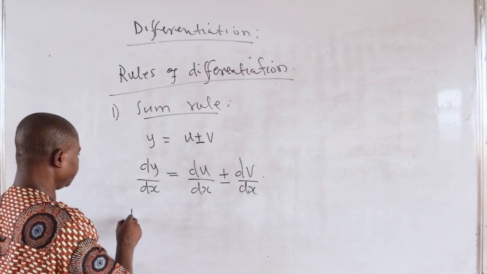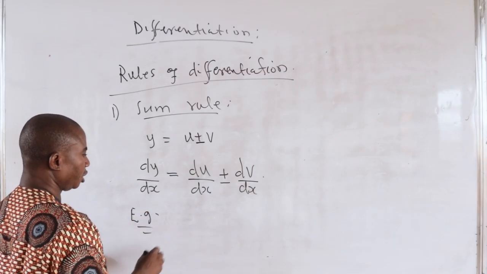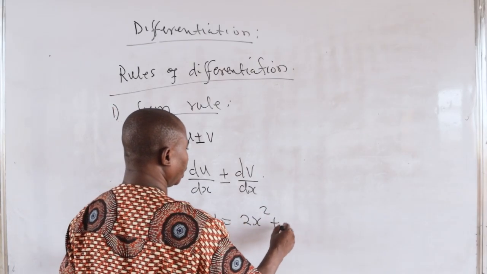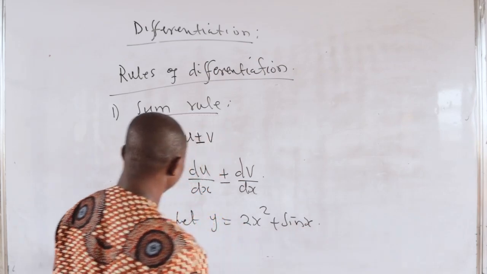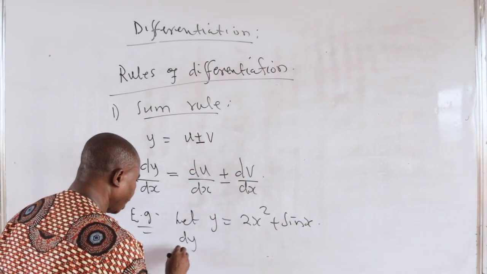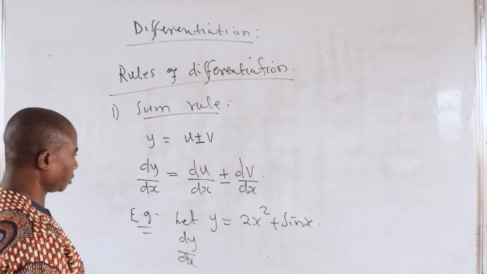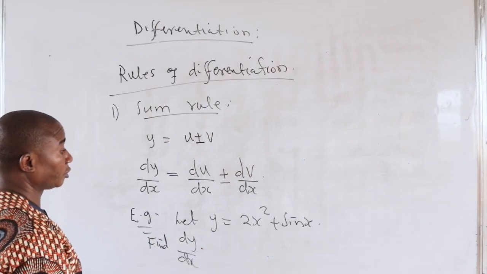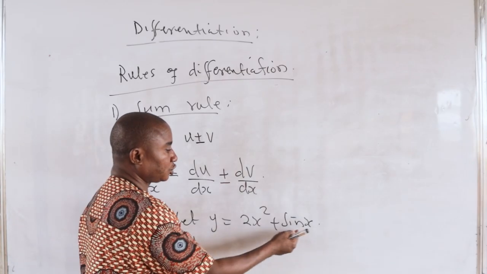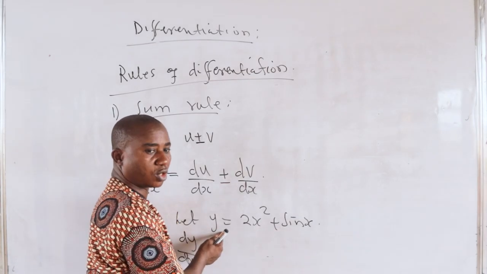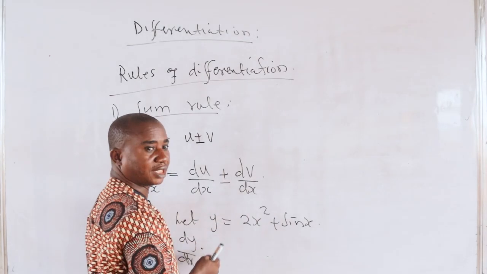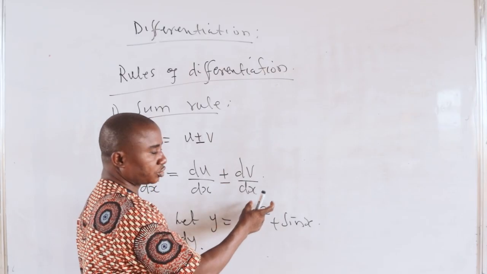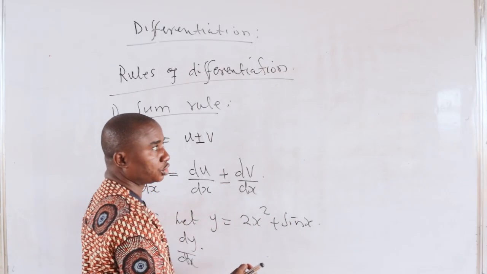For example, if we take y to be 2x squared plus sine x, and we want to compute dy by dx, we find dy by dx. Here, you can see that we added two different functions to get this new function y. The first function is 2x squared. The second function is sine x. And then we know that 2x squared is differentiable. Sine x is also differentiable.